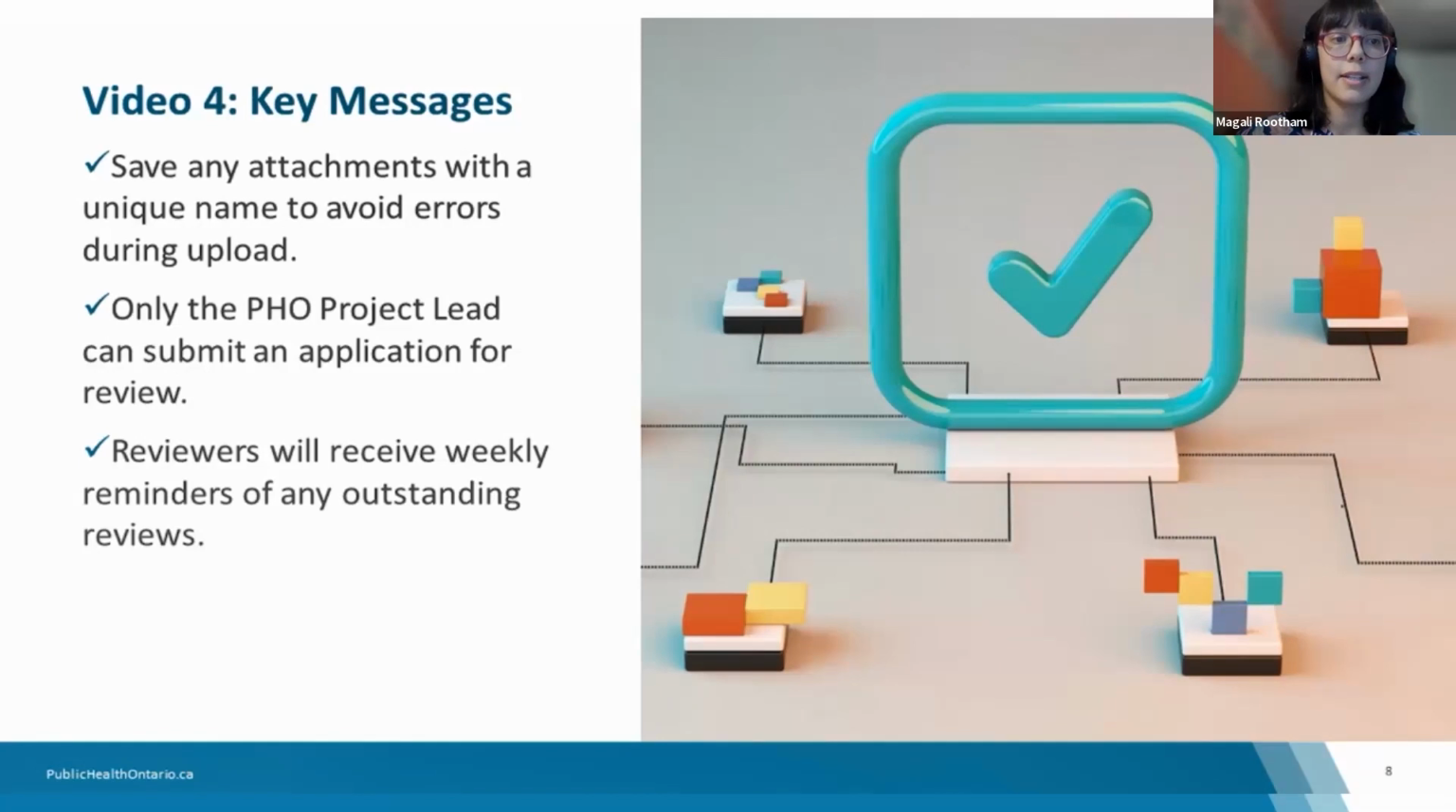So save your attachments with a unique name to avoid errors during upload. This is a system limitation, so just be careful about it. Make sure you include maybe your last name, maybe your full title, things that would distinguish this from other files in the system. All the files are bucketed in one place in OnePHORM, and so if you have the same name as somebody else's project, it can cause real problems.